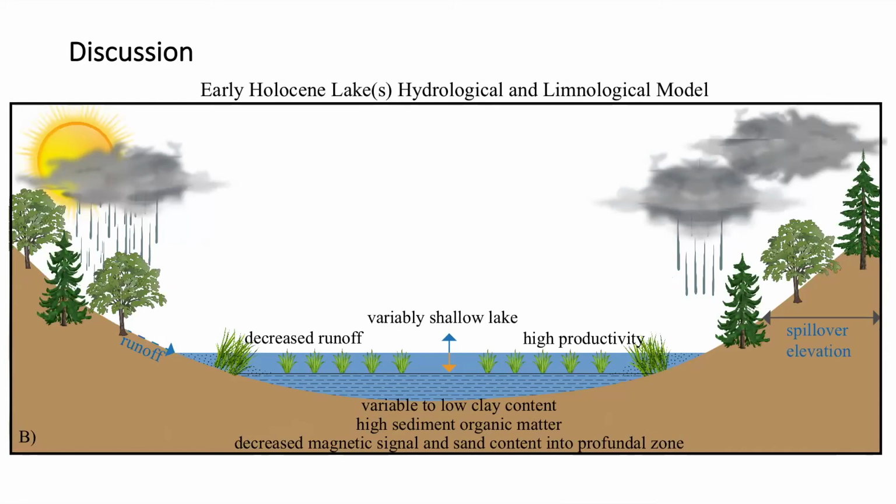Second, we have an early Holocene lake, which is variably shallow, has higher productivity, and decreased runoff. And we infer this from variable to low clay content, high sediment organic matter, and decreased magnetic signal and sand content into the profundal zone.